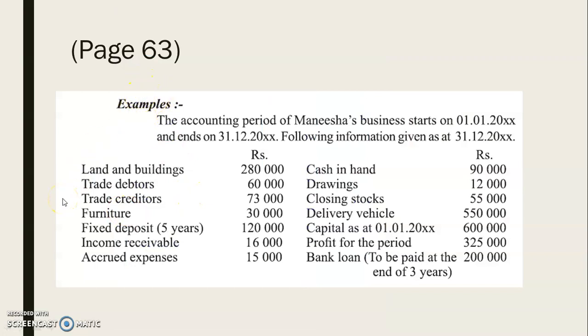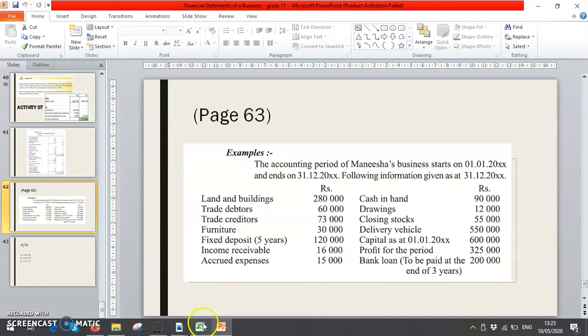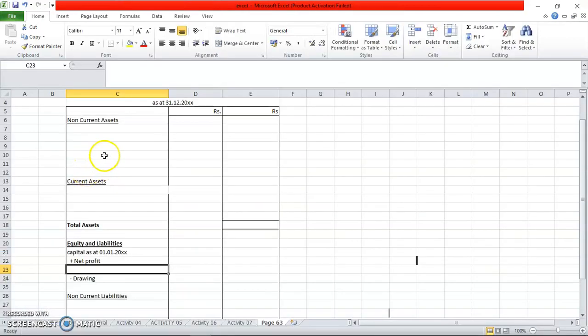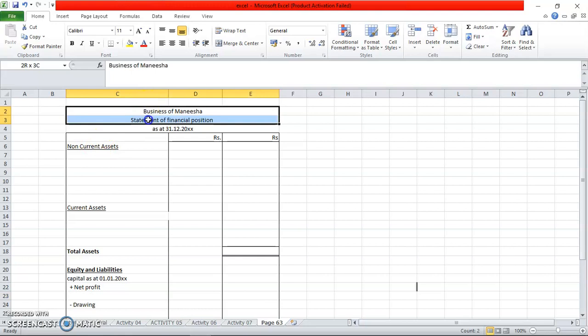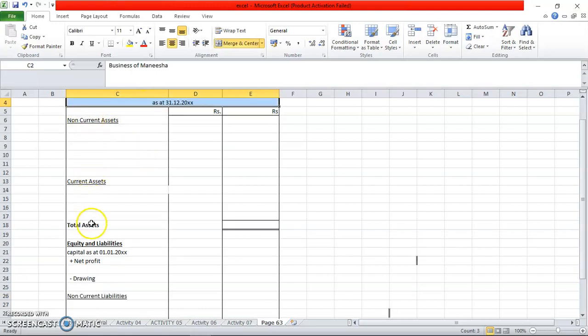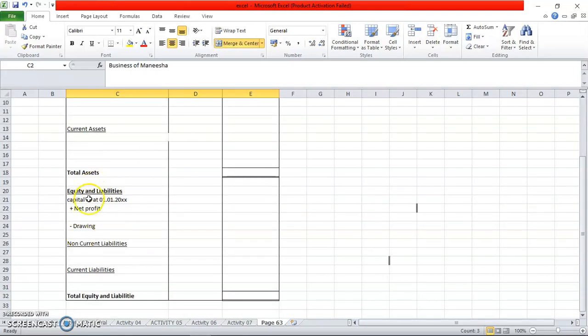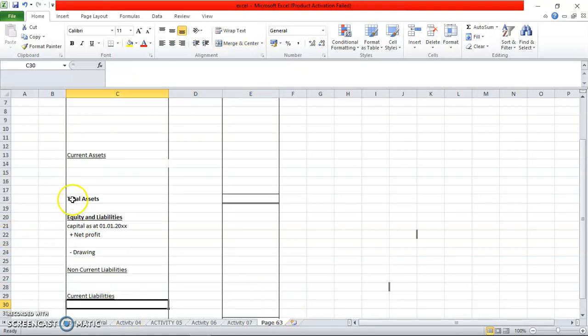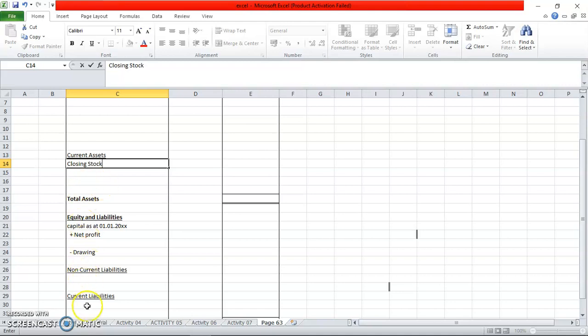I would like to do it with you all, but before that, if you all like, you can try it. All you all have to do is first draw the format. That's very important, so that you don't miss anything. First you draw the format, you put the topic, you separate non-current and current assets, equity, non-current and current liability, and total equity. You can even write closing stock here so that you won't forget, and debtors here, creditors here, so that you will not miss them out.